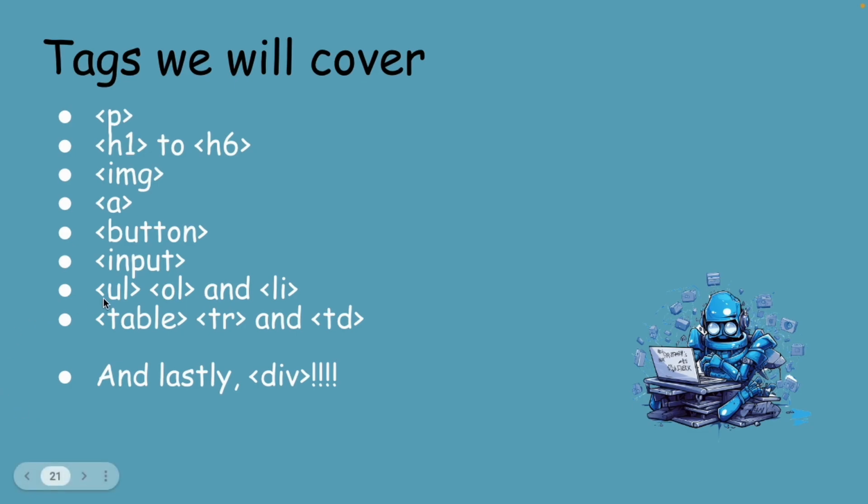These are the most common tags. P stands for paragraph. H1 to H6 is header 1 to header 6. Image is image. A is the anchor tag. It's for making links. So, you know, these blue things you click on and they turn purple and send you to another website, okay? Buttons, inputs, and lists, tables, and so on, okay?